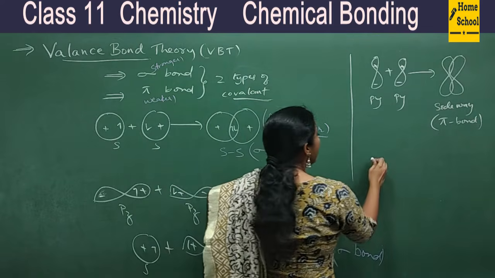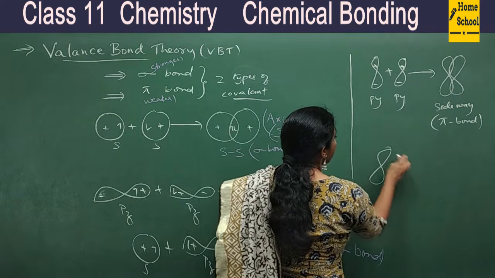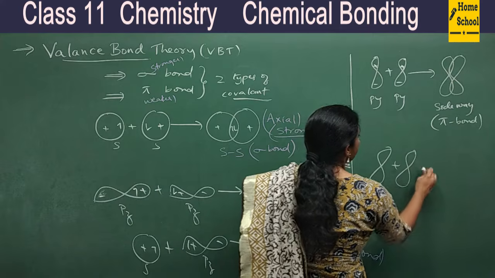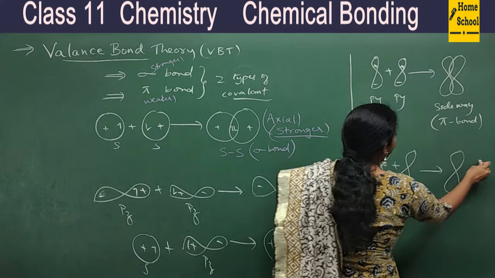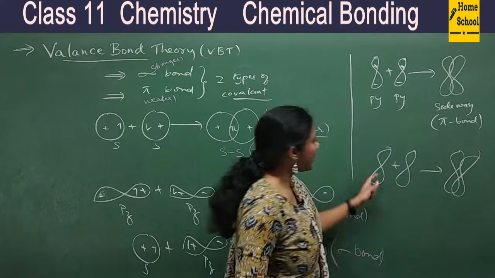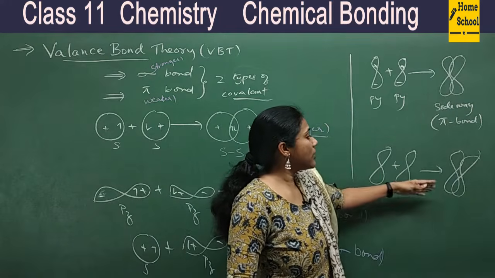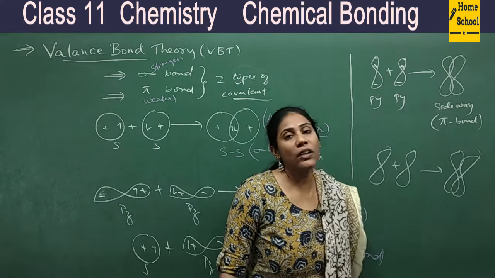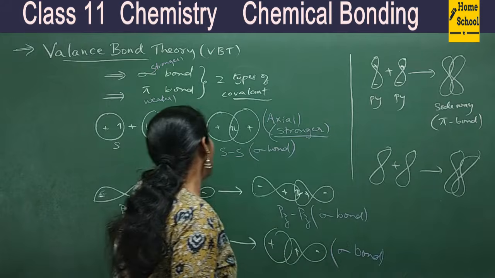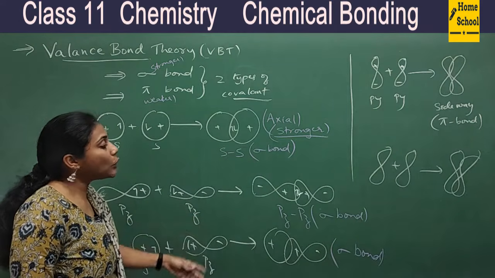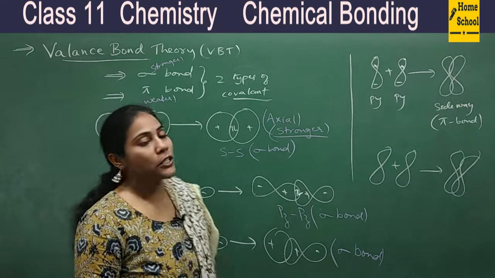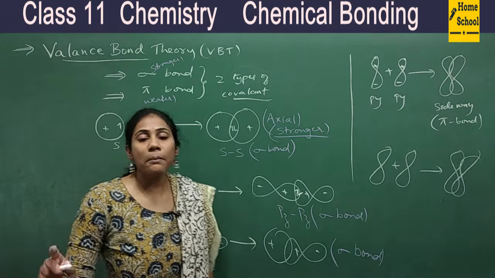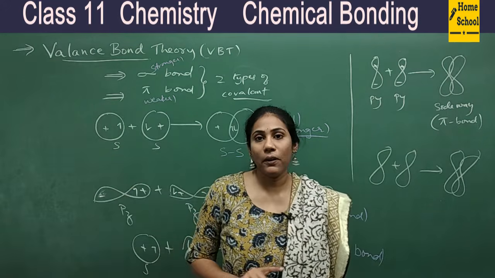So even px also leads to the formation of pi bond. Both situations end up forming a weaker covalent bond, that is pi bond, and these are the different overlaps that lead to the formation of sigma bond. Sigma bonds are always stronger than pi bonds.